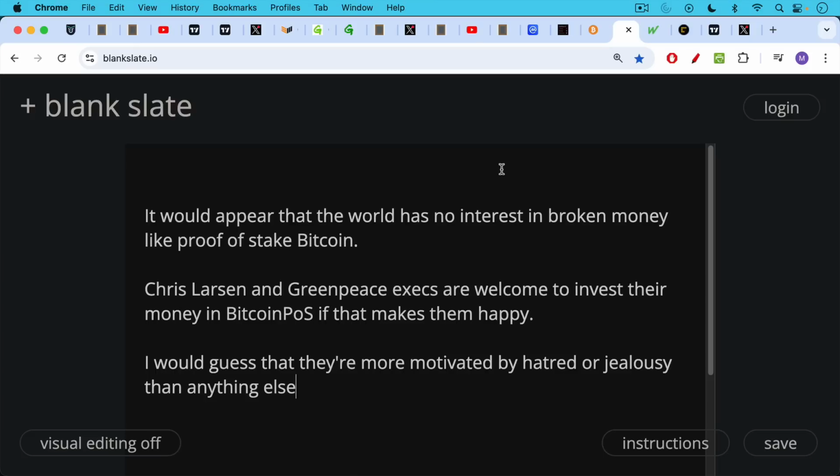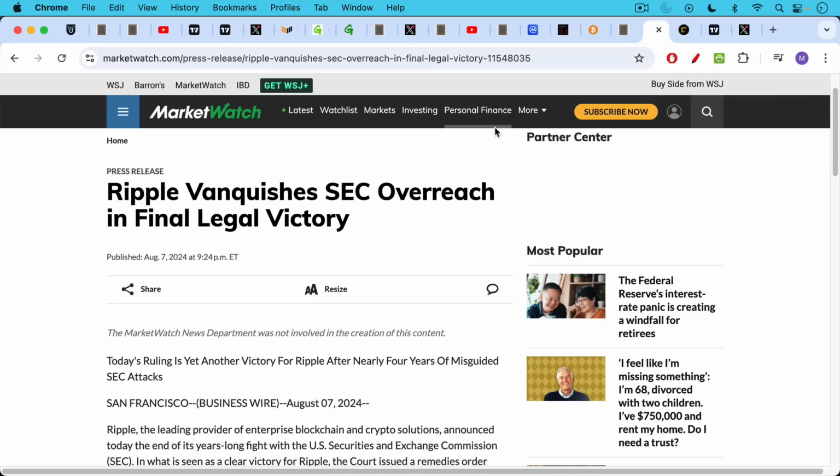Chris Larsen and Greenpeace execs are welcome to invest their money in BitcoinPoS if it makes them happy, but I would guess that they're actually more motivated by hatred or jealousy than anything else. They want to destroy the real Bitcoin, which is proof of work. They're not really interested in the environment. And then Chris and Ripple, of course, have their own problems fighting the SEC over the last few years. They've had a couple of victories.